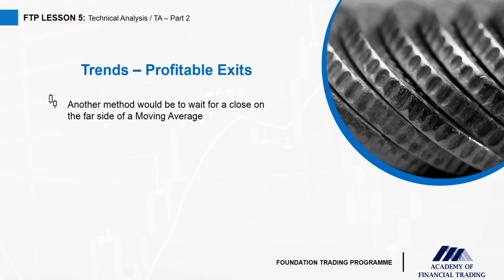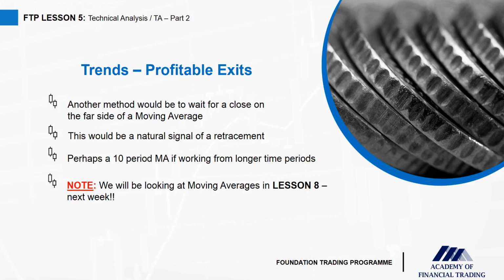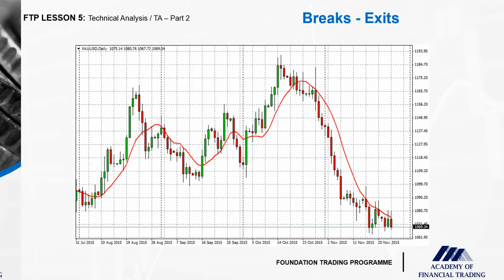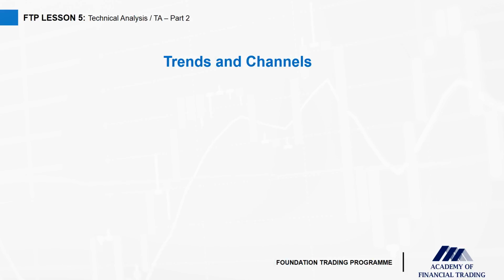So you can wait for a close on the far side of a moving average. This would be a natural sign of retracement, perhaps a 10-period moving average working from longer time periods. This is something we're going to be looking at way more in depth in lesson 8, so don't get hung up on this now. This is me just giving you a sneak preview, not something for you to understand. It's just what a moving average looks like. It's a useful way of trading for retail traders, as they get very objective entry points and objective exit points as well. Again, don't get hung up on that.